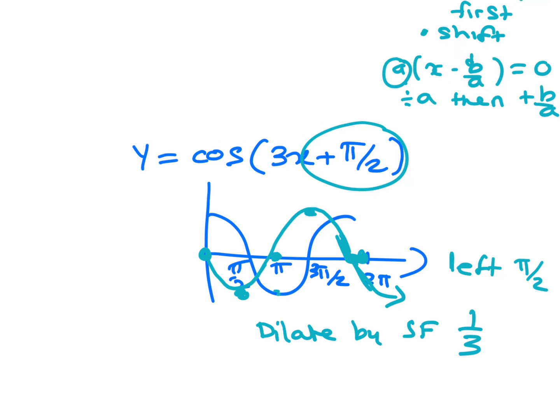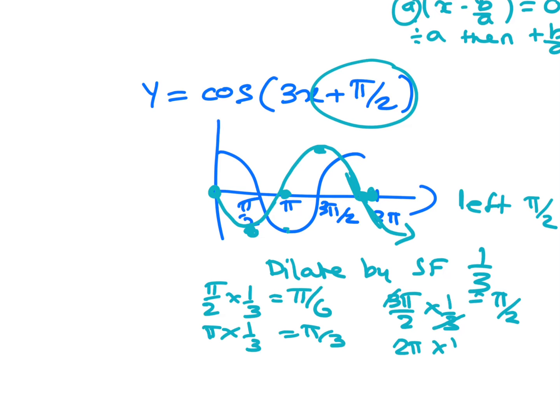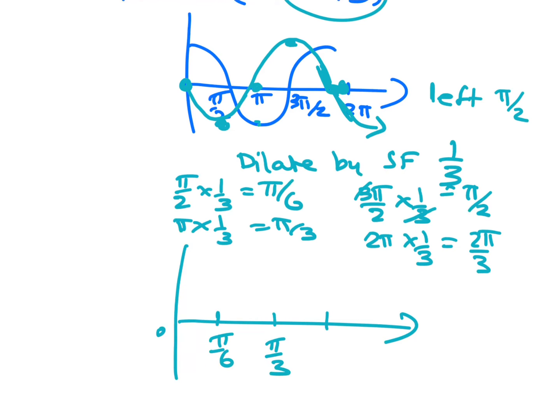Okay, so if I get the pi on 2 and I times by 1/3, it goes pi on 6. Pi times 1/3 is pi on 3. 3 pi on 2 times 1/3 is pi on 2, and 2 pi times 1/3 would be 2 pi on 3. So here's the graph. You've got 0, pi on 6, pi on 3. Then the next one was pi on 2 and 2 pi on 3.